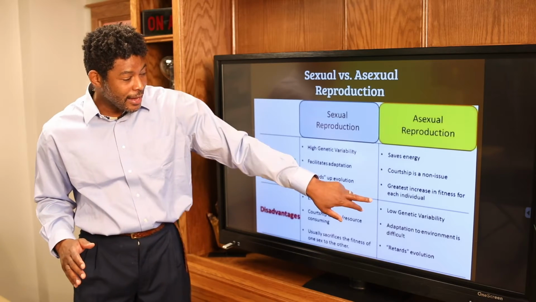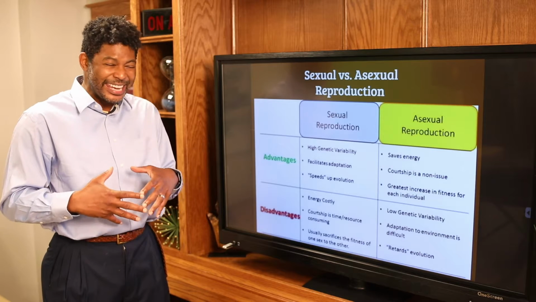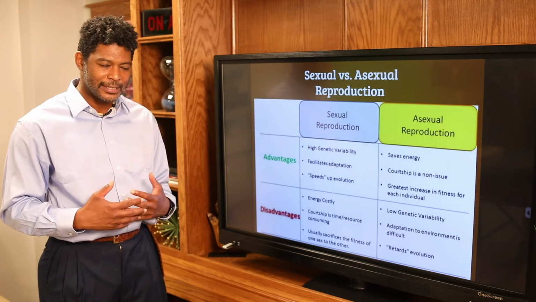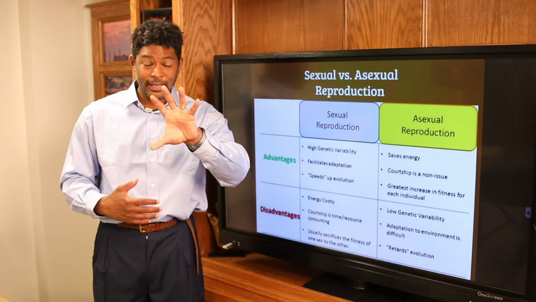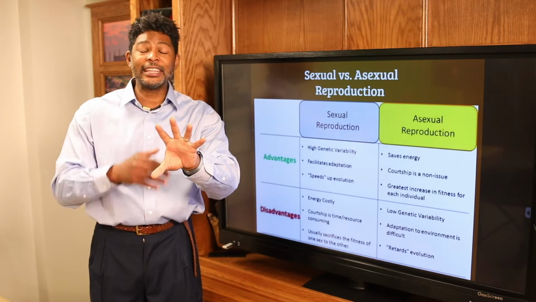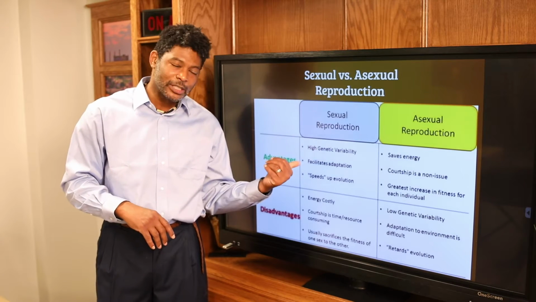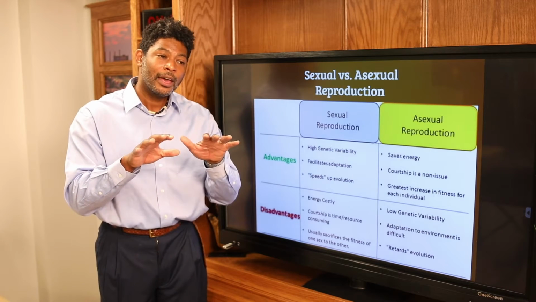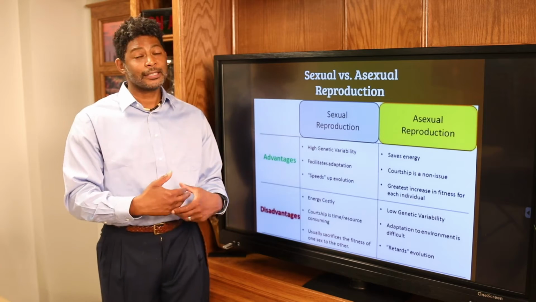And then finally, you have the greatest ability to increase the fitness for each individual. So what we're talking about with the fitness is if one organism can survive an environment and it makes a copy of itself, then that other organism can survive the environment. But with sexual reproduction, there are times when you could have two healthy individuals and they produce an offspring that has an anomaly or has a disease.